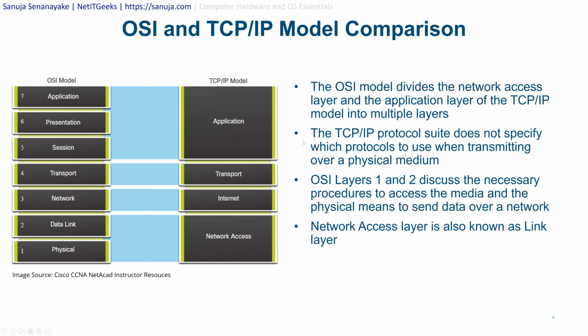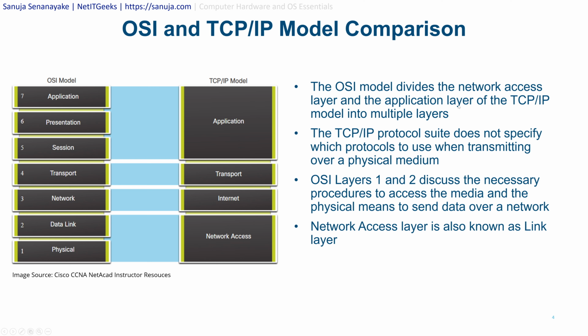The TCP/IP model, on the other hand, uses fewer layers, only 4. That includes the network access, internet, transport, and application layers. However, in the TCP/IP model, the network access layer encompasses the data link and physical layers of the OSI model, and the application layer of the TCP/IP model encompasses the session, presentation, and application layers of the OSI model.